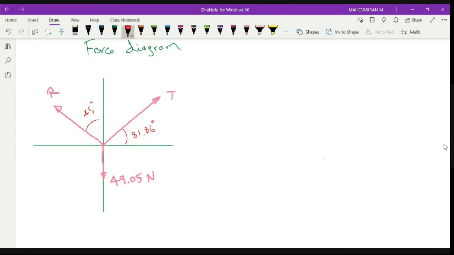You can also solve by our usual procedure, by converting everything to x-axis and equating to 0, and similarly by converting everything to y-axis and equating to 0. So for that, I am going to do it like that. I say that it is in equilibrium, so I can say that sigma Fx is equal to 0. So let me identify what my sigma Fx is, right?